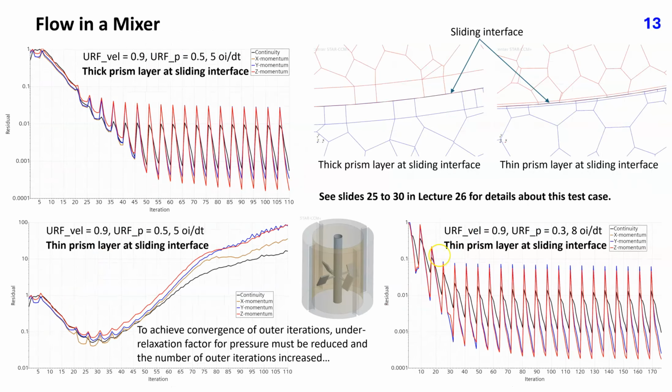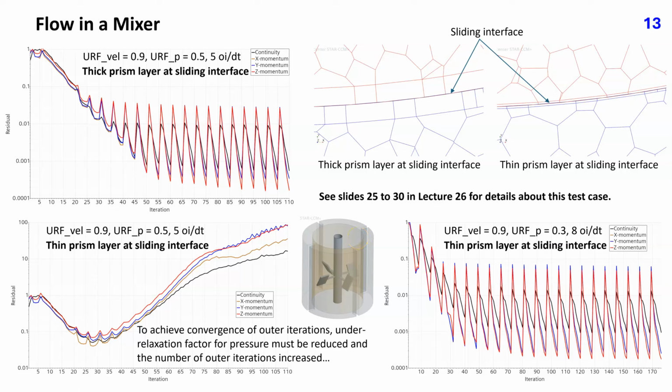Here we are looking at the effects of non-orthogonality at sliding interfaces. The test case is the laminar flow in a mixer shown in this picture, which is described in detail in slides 25 to 30 in lecture 26. One region is attached to the rotating impeller and rotates with it, while the other region is attached to the vessel and fixed baffles. The two regions are separated by a cylindrical sliding interface.